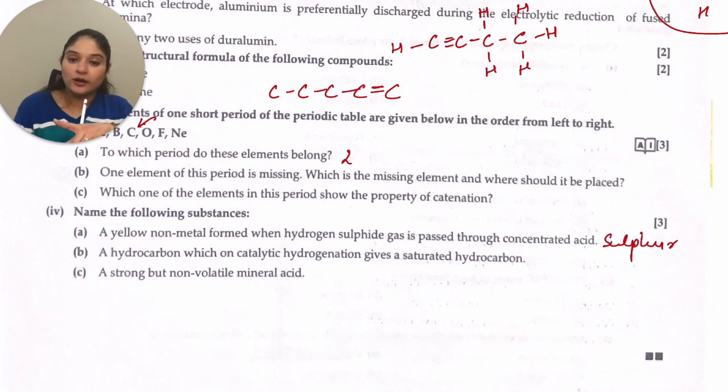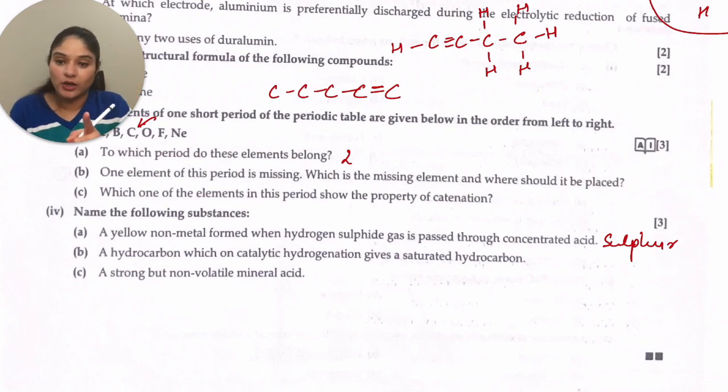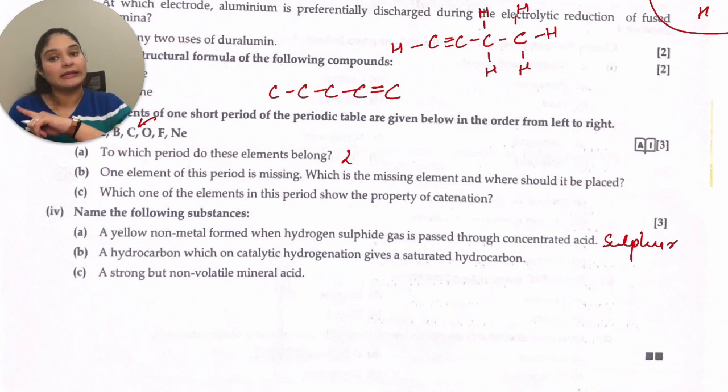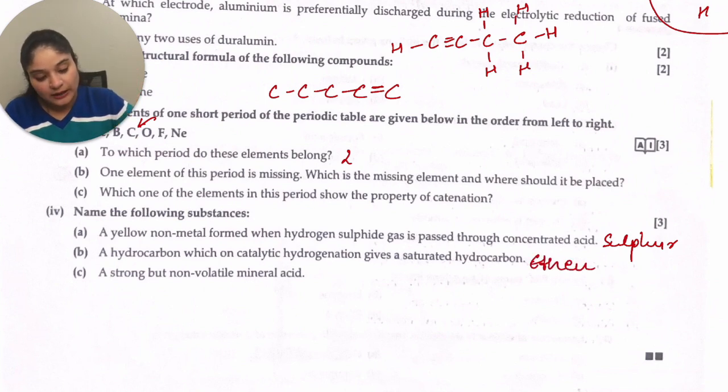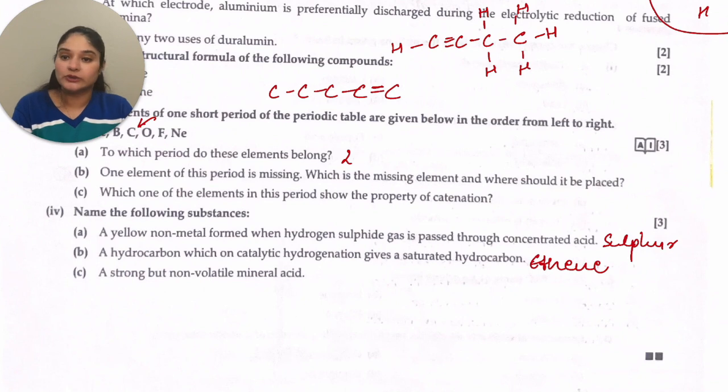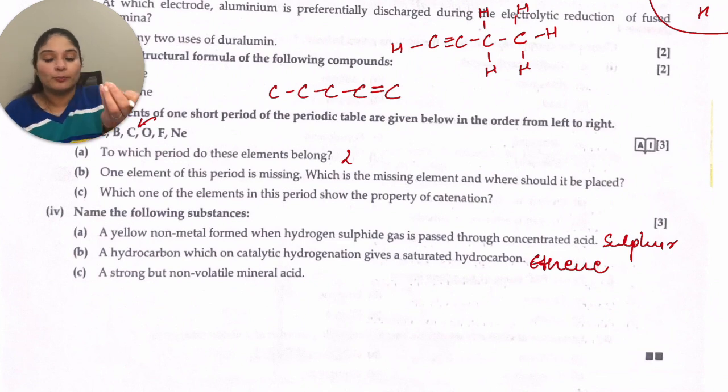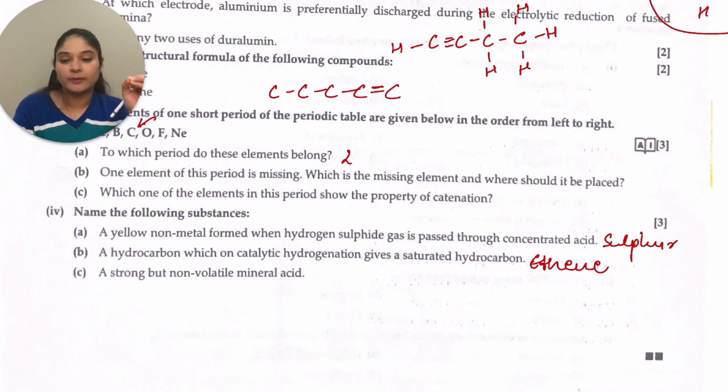A hydrocarbon which on catalytic hydrogenation gives a saturated hydrocarbon. In this case, you can give the name of any alkene, but for now we'll go with the answer ethene. Because they have asked a very general question, any of the alkenes will be the correct answer. But you have to mention the name. So it will be either ethene, propene, butene, but the name, not 'alkene', but the name of the compound. Next is: a strong but non-volatile mineral acid is sulfuric acid.